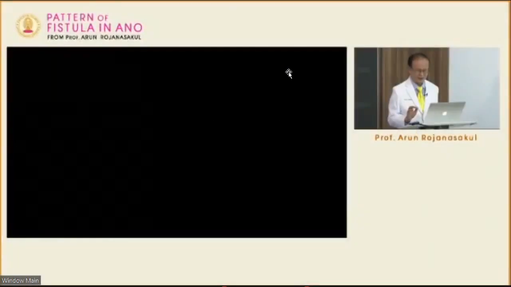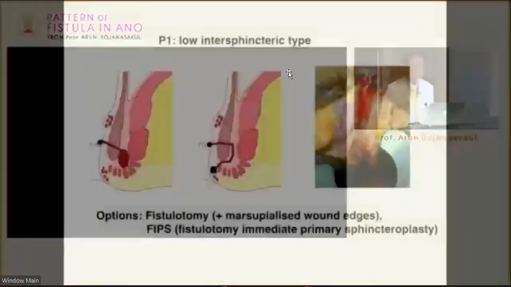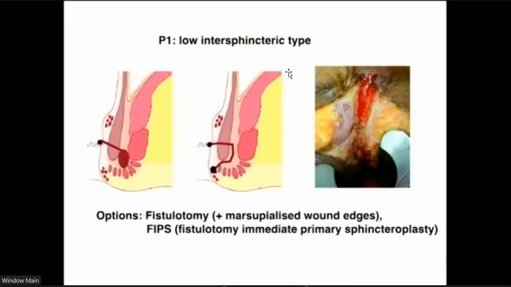So we have the operative option. We already have the pattern. I already explained both. Now we will match both together. Let's have a look at the P1, the low intersphincteric pattern. I used fistulotomy with marsupialization of the wound in the past, but now I use fistulotomy with immediate primary sphincteroplasty.